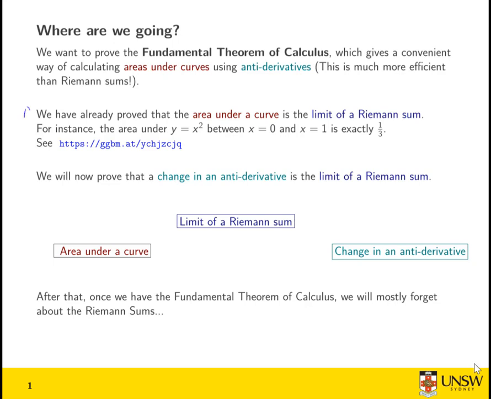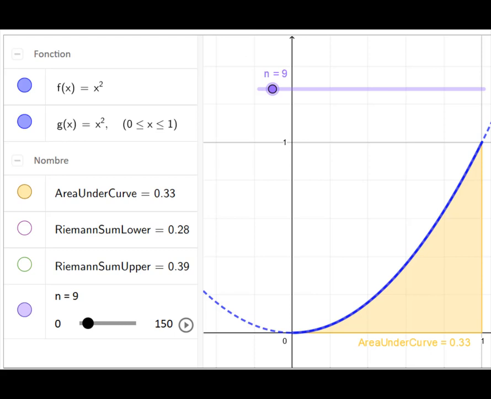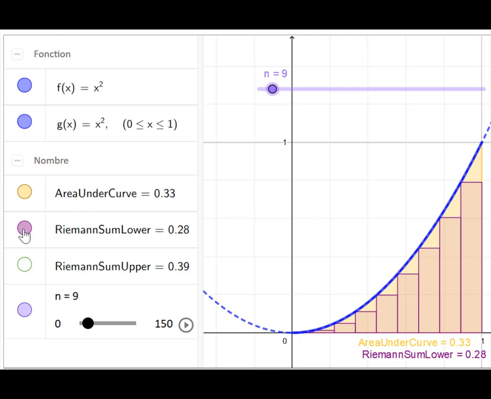We have already proved that the area under the curve is a limit of a Riemann sum. Let me remind you of that. So this is the example we've seen before, and that's a GeoGebra animation that shows what's happening. So we want to find the area under the curve, that's the yellow area, so we could use a Riemann sum that uses the left endpoint of the interval and get that, or the one that uses the right-hand point.